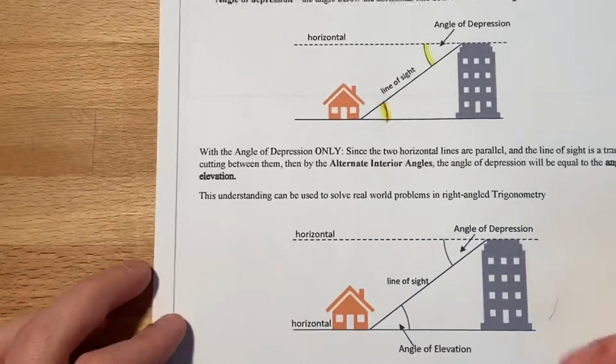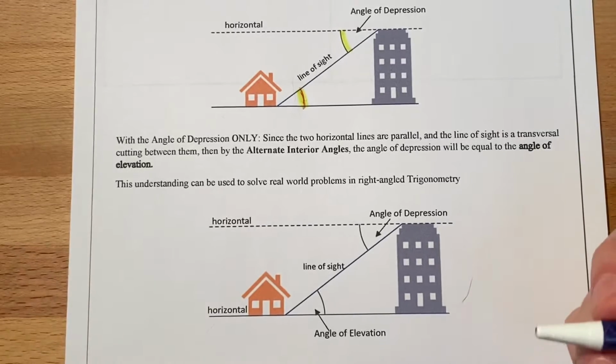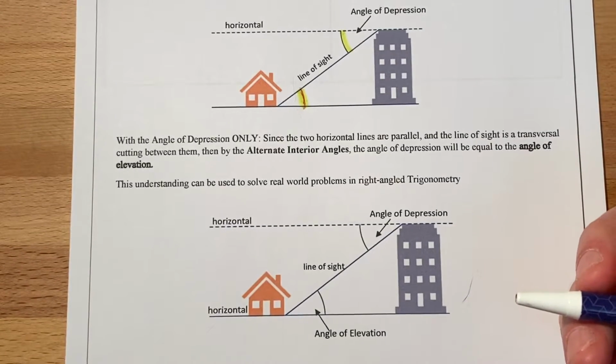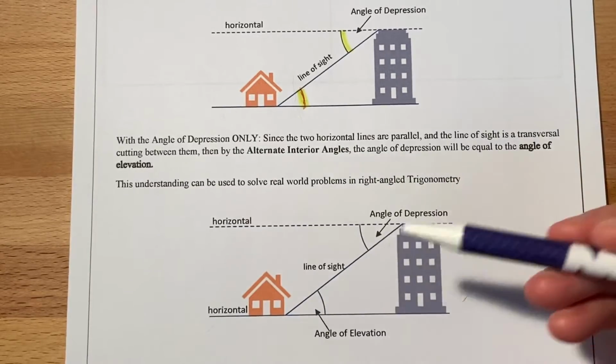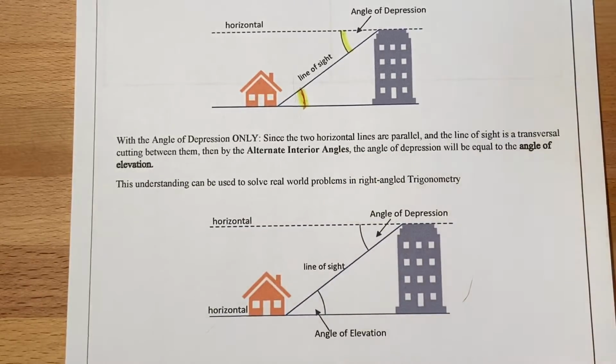With angle of depression, since the two horizontal lines are parallel, the line of sight is a transversal. Actually, that's just what I was saying, wasn't it? Okay, so let's try some problems.